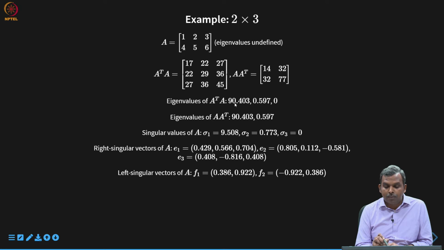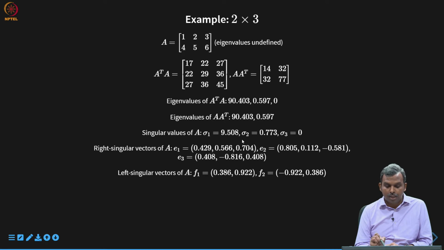of A transpose A, you will get some number 90 and some 0.5. Eigenvalues of AA transpose, we know what it will be: the two non-zero ones will be the same, the 0 will drop out. So, the singular values of A are in fact the square roots of the eigenvalues of A transpose A. So, you take the square root of the eigenvalues of A transpose A, and you get 9.5, 0.773, and then sigma 3 is 0.